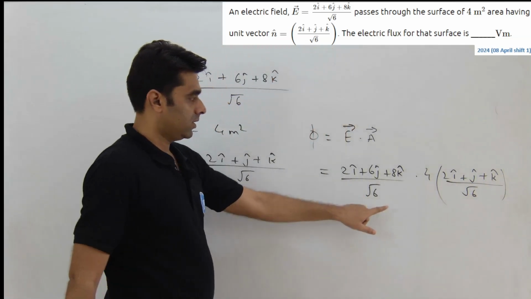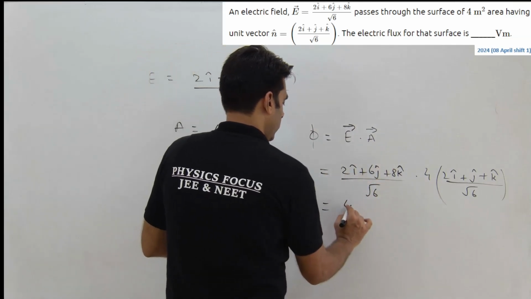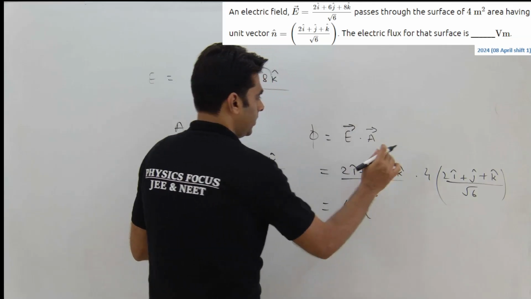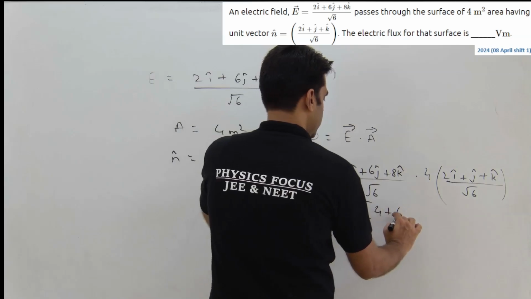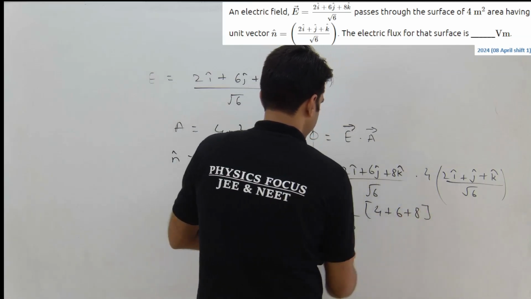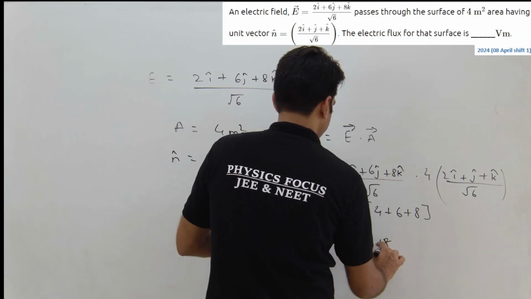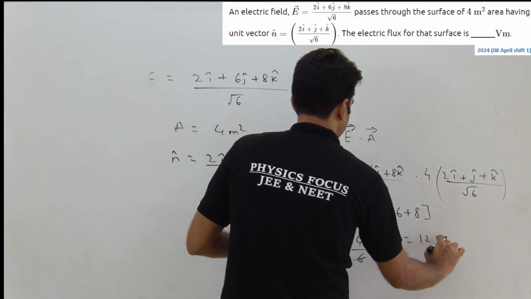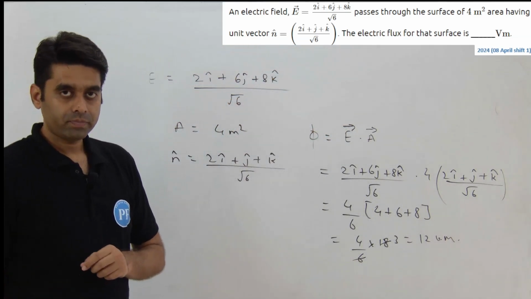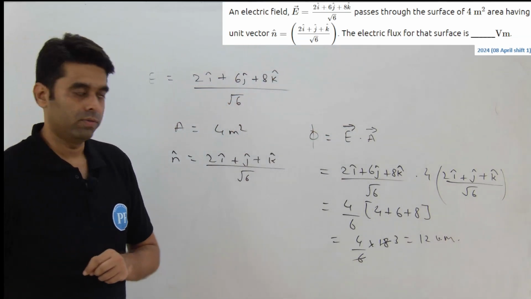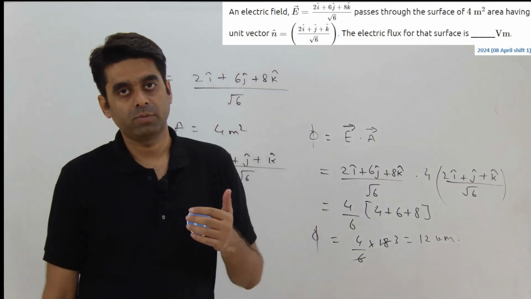Here we can see root 6 and root 6, so we can take out 4 by 6. Further, if we do the dot product, it will come out to be 4 plus 6 plus 8, which is 4 by 6 into 18. So the flux value comes out to be 12 voltmeter. This is our flux. The answer is 12. Let's move ahead.